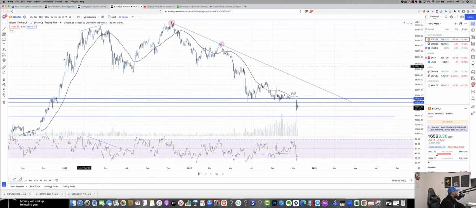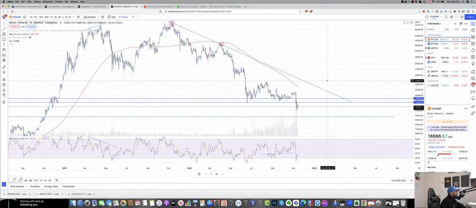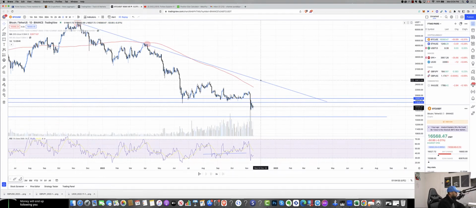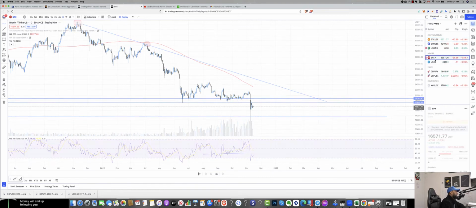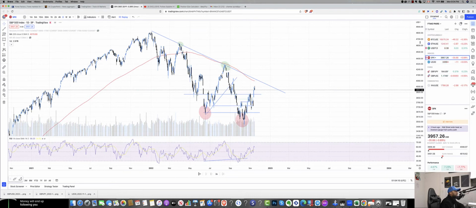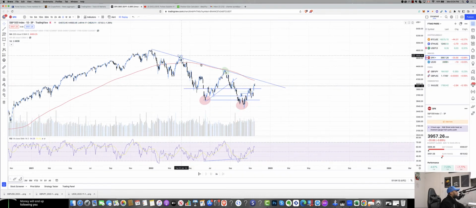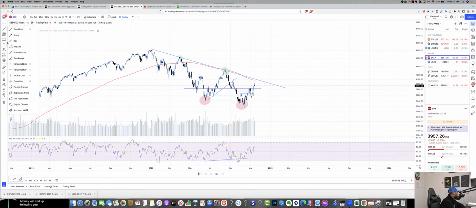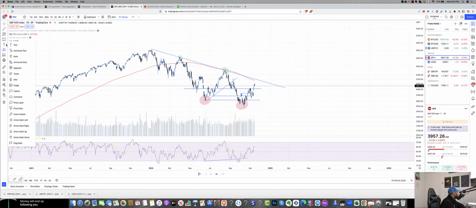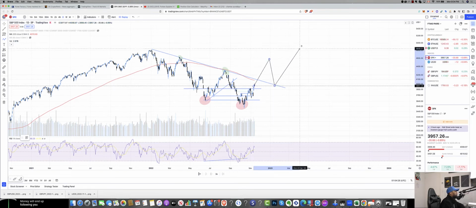But like I said, until we break the 200-day and this resistance, there is no bull run until that happens. Same for the S&P 500. We're still under the 200-day moving average and have this trend. We're still in the downtrend. Now, if we break the downtrend, if we break and head up, cool. Could be back into a bull market.